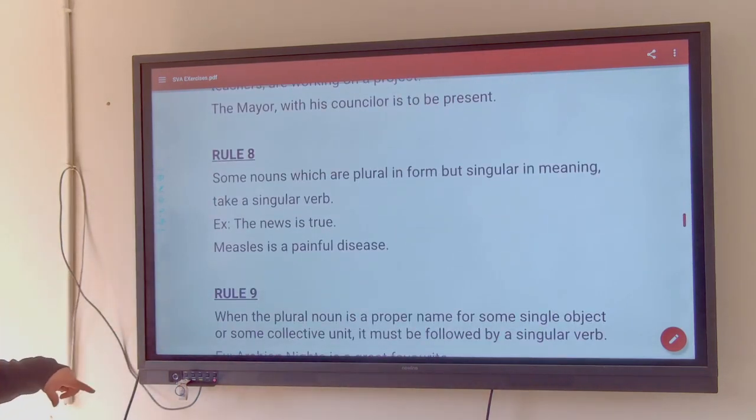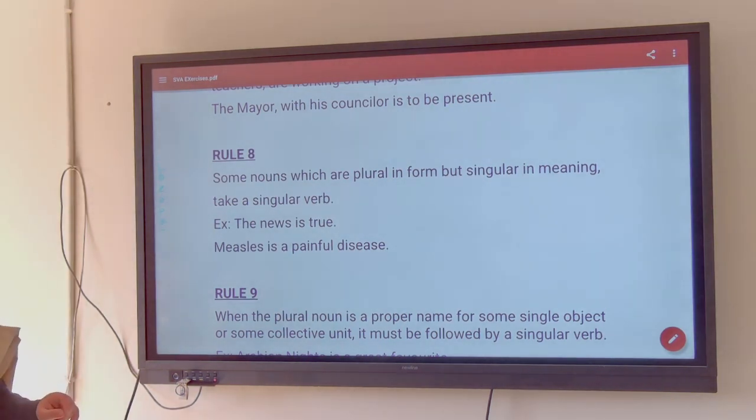Some nouns which are plural in form are singular. They are always considered as singular. Example, the news. However, news is written with an S, but news is always considered a singular subject, and we're using is, a singular verb. Okay, measles. Measles again comes with an S, but it is a singular subject. So measles is a painful disease.